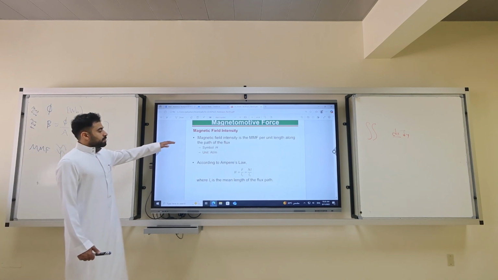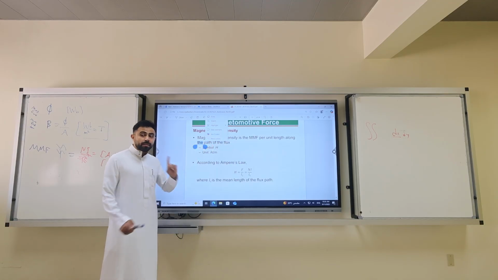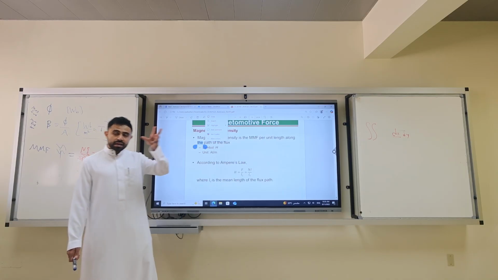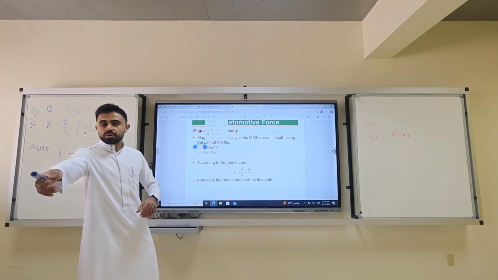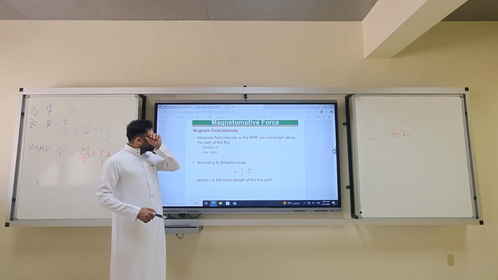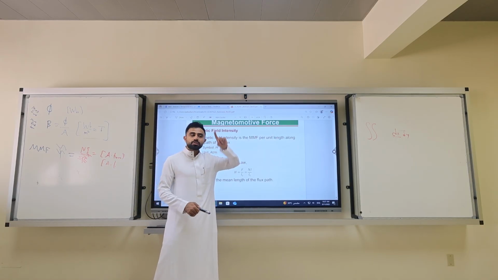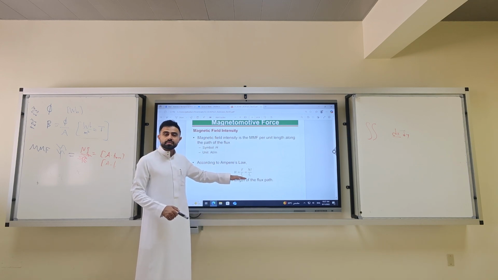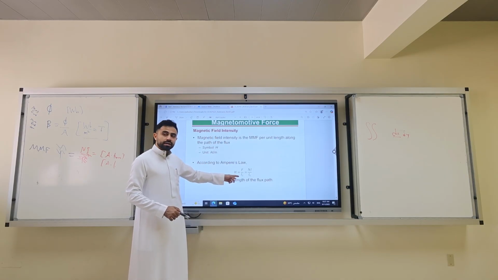Now, magnetic field intensity, which is different than magnetic flux density. Flux and field, they are not the same. Similar to the electric field and current, they are not the same. But they are somehow related. It's the intensity per unit length. The key word about the H is length. The formula is MMF over length. So H is F over Lc.